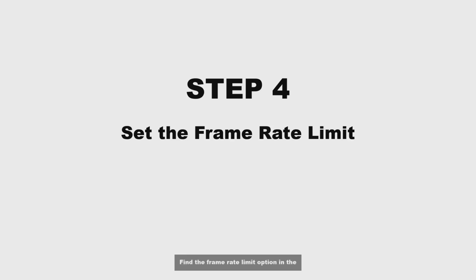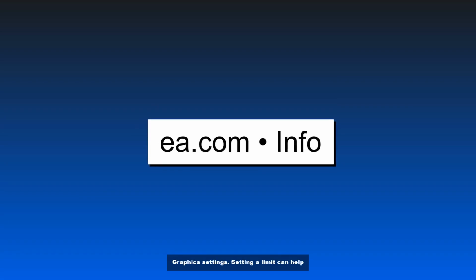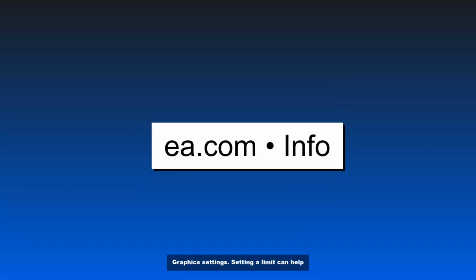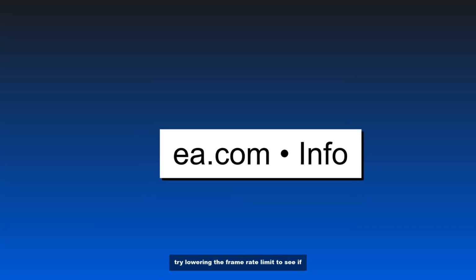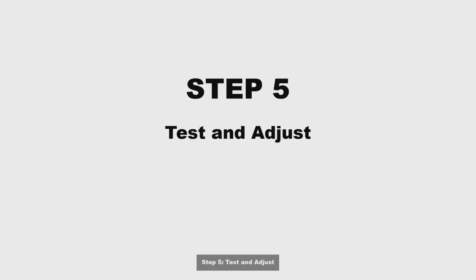Step 4. Set the frame rate limit. Find the frame rate limit option in the graphics settings. Setting a limit can help stabilize performance. If you experience lag, try lowering the frame rate limit to see if it improves gameplay.